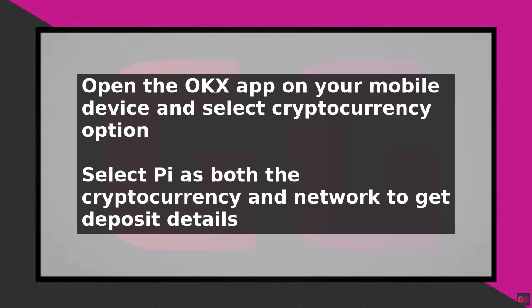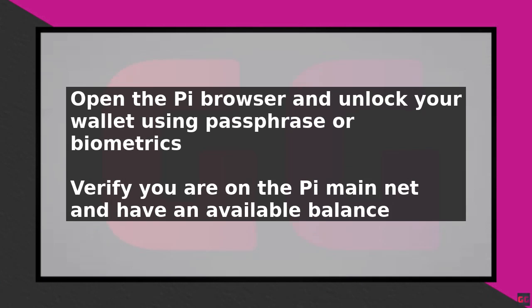To deposit Pi Network coins into OKX, start by opening the OKX app on your mobile device and clicking on the cryptocurrency option. Select Pi as both the cryptocurrency and network, ensuring both are set to Pi. This will provide you with deposit details, including a QR code and deposit address, which you should copy to your mobile phone's clipboard.